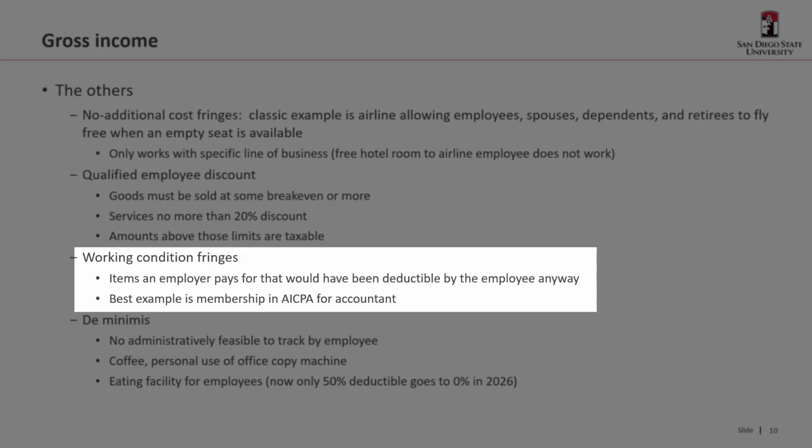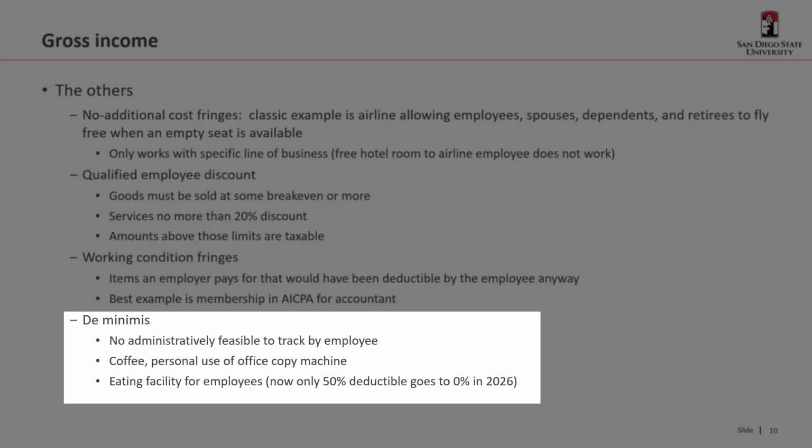And then there are things called de minimis fringe benefits, and these are ones where it's not administratively feasible to track by employee. So things like providing free coffee at the office or the occasional personal use of an office copy machine.